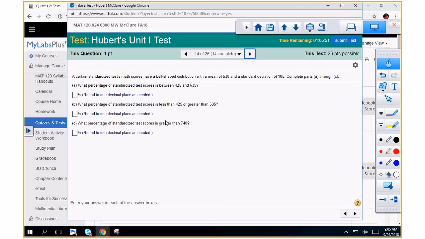A certain standardized test has math scores with a bell-shaped distribution with a mean of 530 and standard deviation of 105. Remember I told you, very rarely do I go over D. Okay, this is the empirical rule. Draw a picture. Do it.